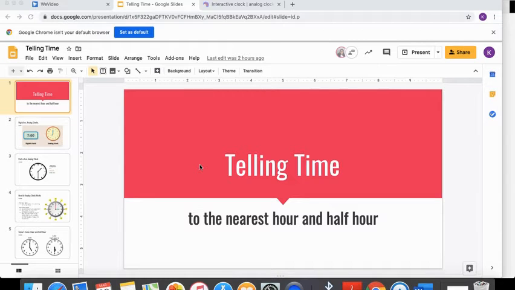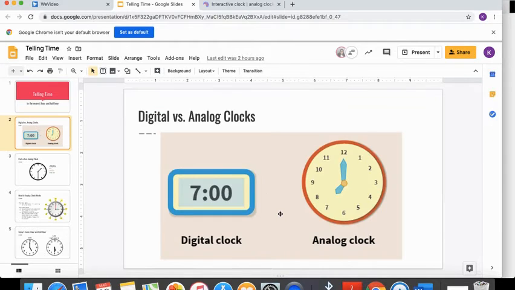Today, I want to talk about how to tell time to the nearest hour and nearest half hour. So, we're going to start off by talking about the two different types of clocks. We have digital, which you can see on iPhones, iPads, computers, and we also have analog. So, these you would see in school, also in some pocket watches, or even wristwatches.